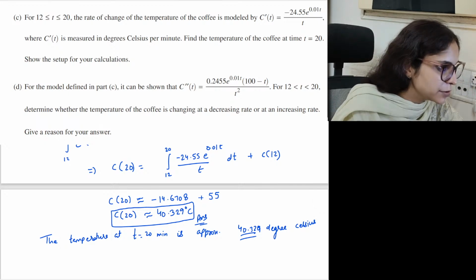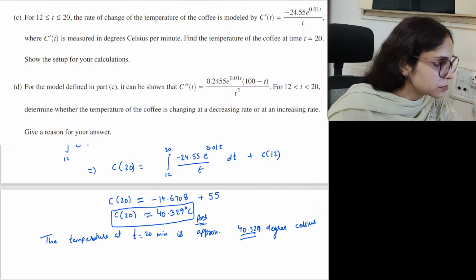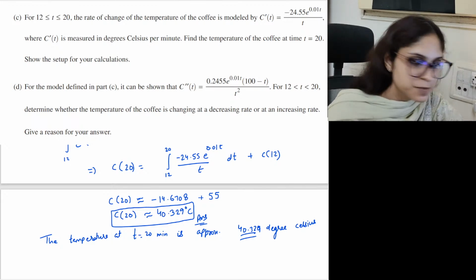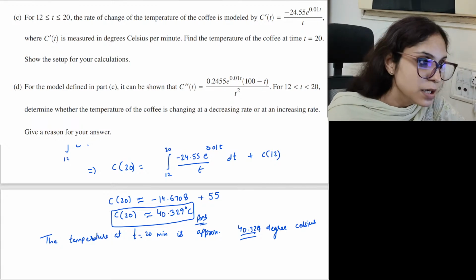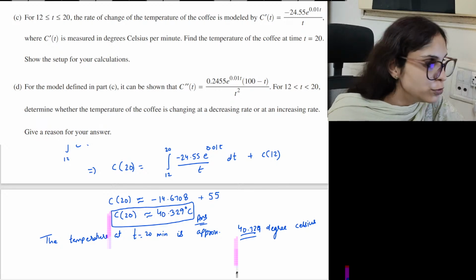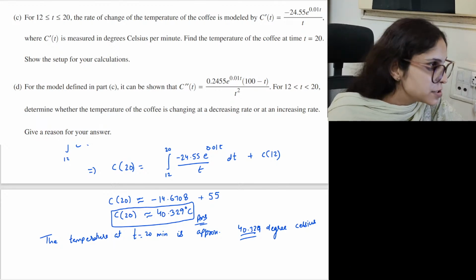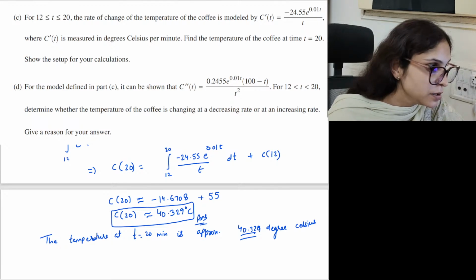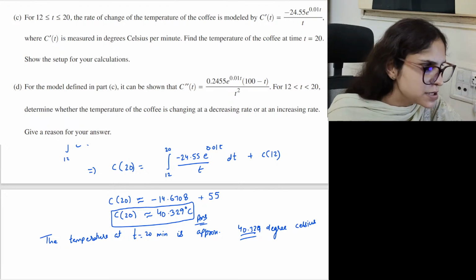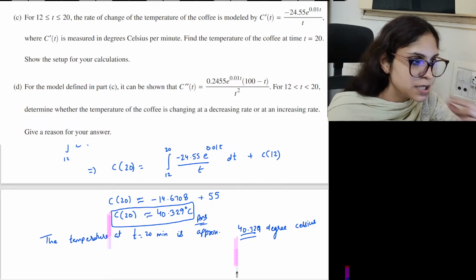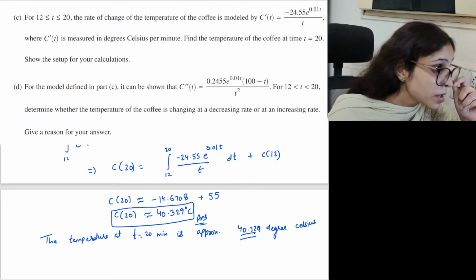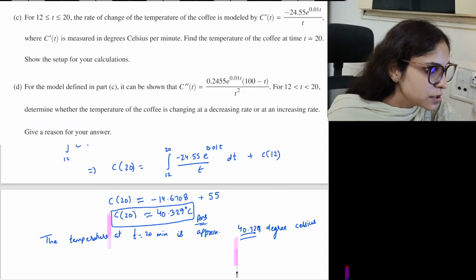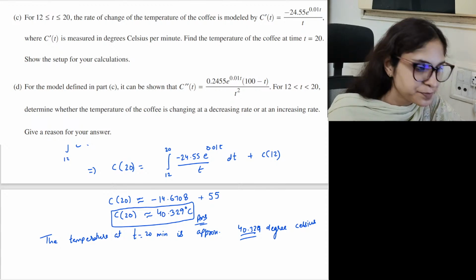So again, we can get rid of the decimals. For the model defined in part C, C derivative was given to us. C double derivative of t is 0.2455 e to the power 0.01 t times 100 minus t divided by t squared. And this is for 12 less than t less than 20. That means t is between 12 and 20 minutes. Determine whether the temperature of the coffee is changing at a decreasing rate or at an increasing rate.